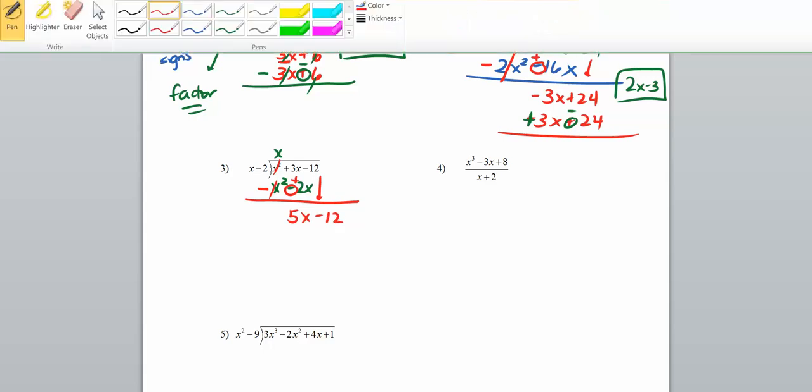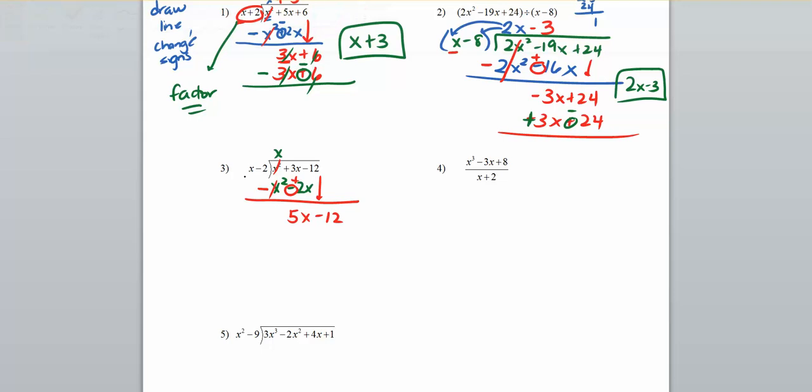Here I go again to start over, where I'm saying, okay, how does x become 5x? What do I need to multiply by? If I put a plus 5 in there, 5 times x would be 5x. 5 times negative 2 is negative 10. I'm going to draw my line and change my sign. So draw my line, change that to a minus, change that guy to a plus. These go away, and I actually have a remainder of negative 2.